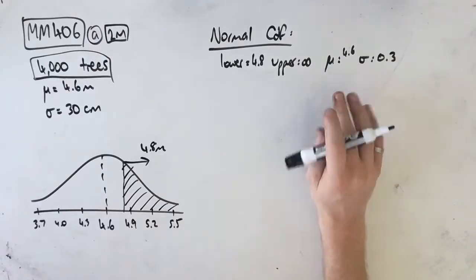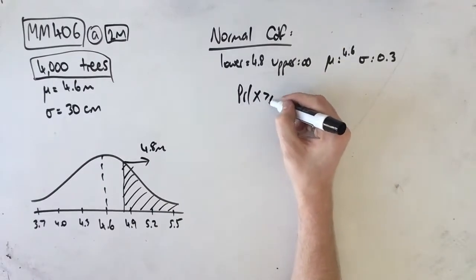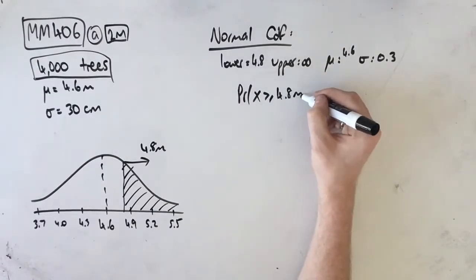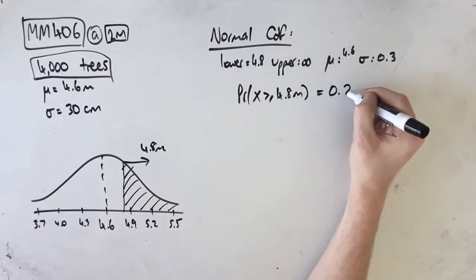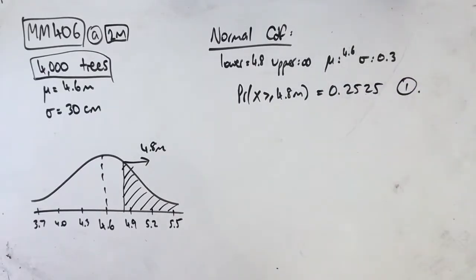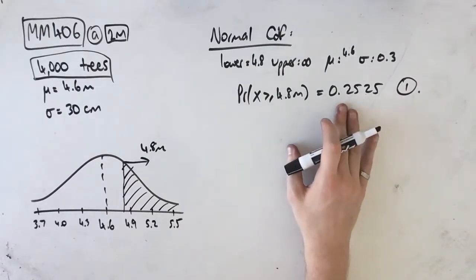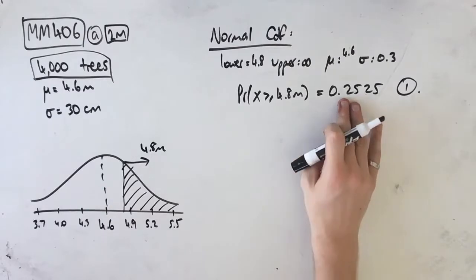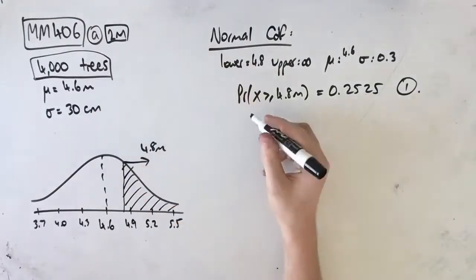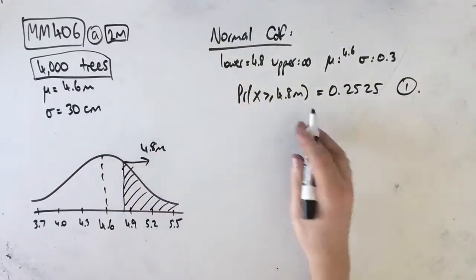What we want to do from there is just click enter, and that'll tell us that the probability that any given tree is greater than or equal to 4.8 meters tall is equal to 0.2525. That's actually our first mark. So we know that the probability of any given tree being taller than 4.8 is 0.2525. So now we can apply that to the total amount of trees because it's likely that 0.2525 of these trees will be greater than 4.8.